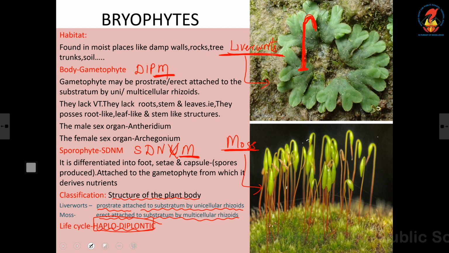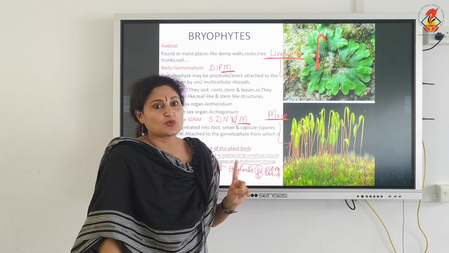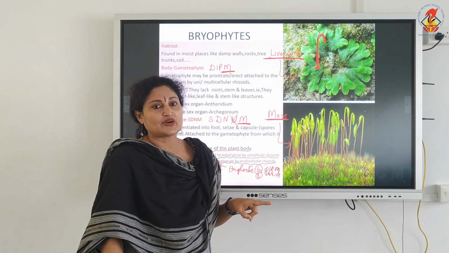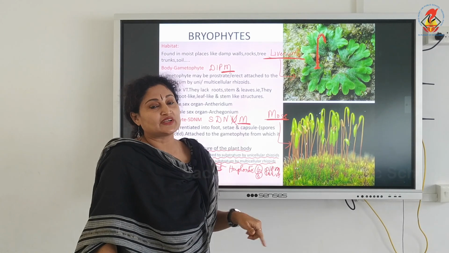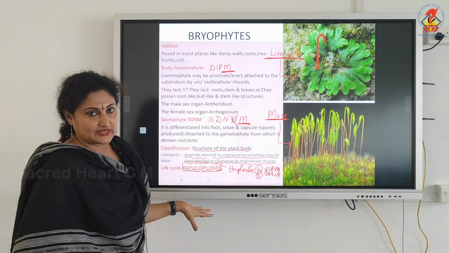It should have been haplontic. No, it should have been haplontic because it's the haplontic phase or the haploid phase or the gametophyte, that is DIPM. But we can see the sporophytic phase is opposite to D, opposite to I, opposite to P, but it is multicellular just like the gametophyte phase. That's why it is coming under the intermediate condition called haplodiplontic, just because both the sporophyte and the gametophyte are multicellular. Though the sporophyte is short-lived, though the sporophyte is non-photosynthetic, though the sporophyte is dependent on the gametophyte for anchorage and nutrition. I hope you have understood bryophytes.